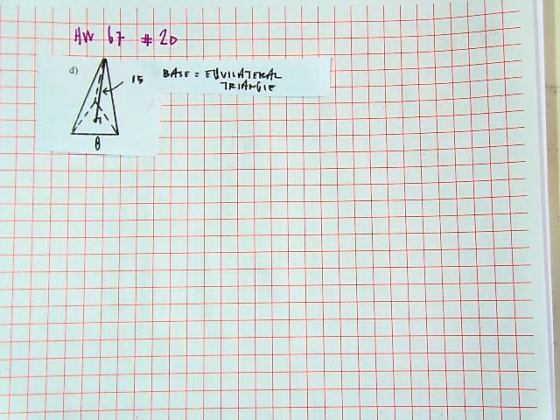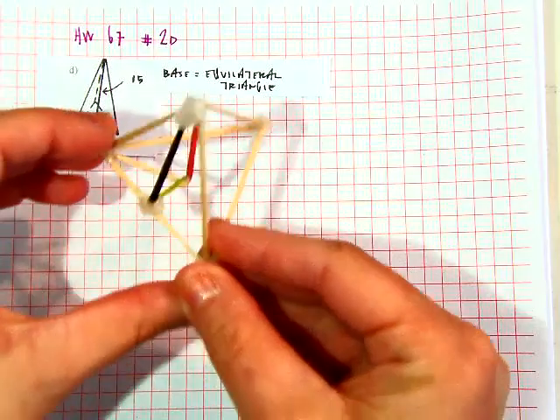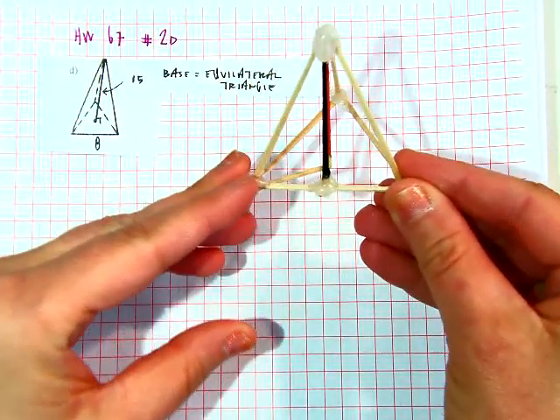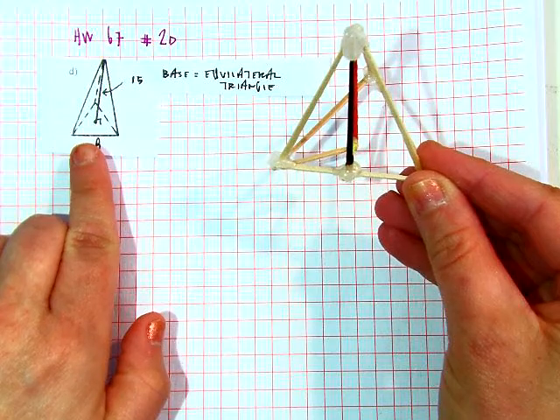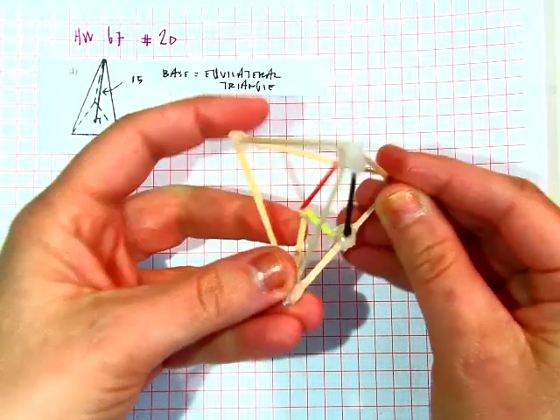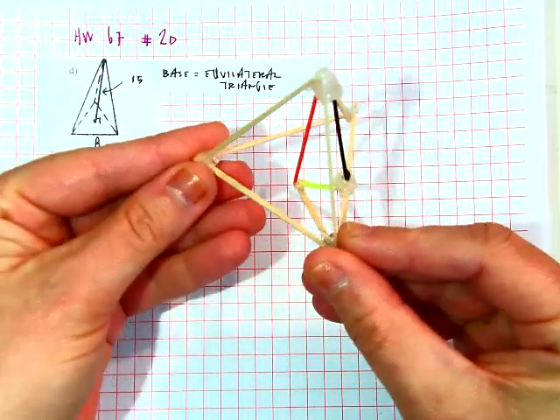This is a question that came in on homework 67, problem 2D. All right, so first up, my model is a right regular triangular pyramid. The base is an equilateral triangle. So if I'm looking at it in 3D, here is my model for what we have right here in the picture. So what I can see if I tilt it to the side is I have these two right triangles.